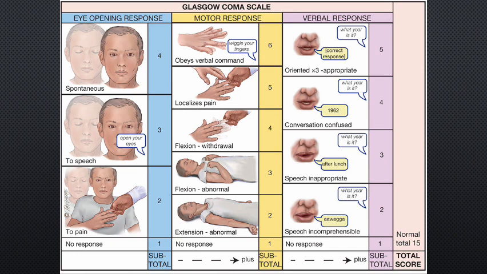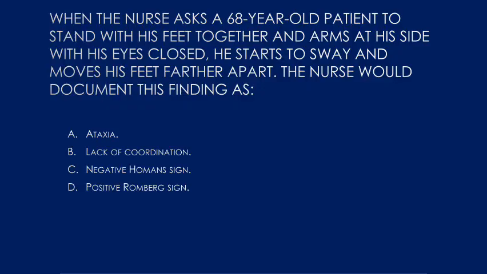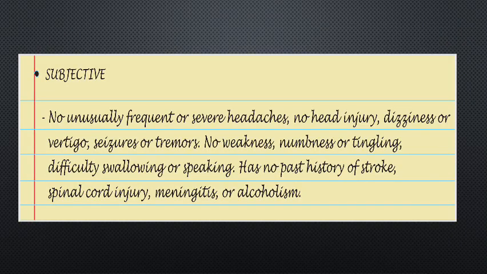I think that this slide is really helpful to see what you are looking for in your GCS. We'll go over quickly the charting or documentation for the neurological exam, and then that will be the end of this slide deck. So subjectively, you can write no usual frequent or severe headaches, no head injury, dizziness, or vertigo, seizures or tremors, no weakness, numbness, tingling, no difficulty swallowing or speaking, and your patient does not have a history of stroke, spinal cord injury, meningitis, or alcoholism.